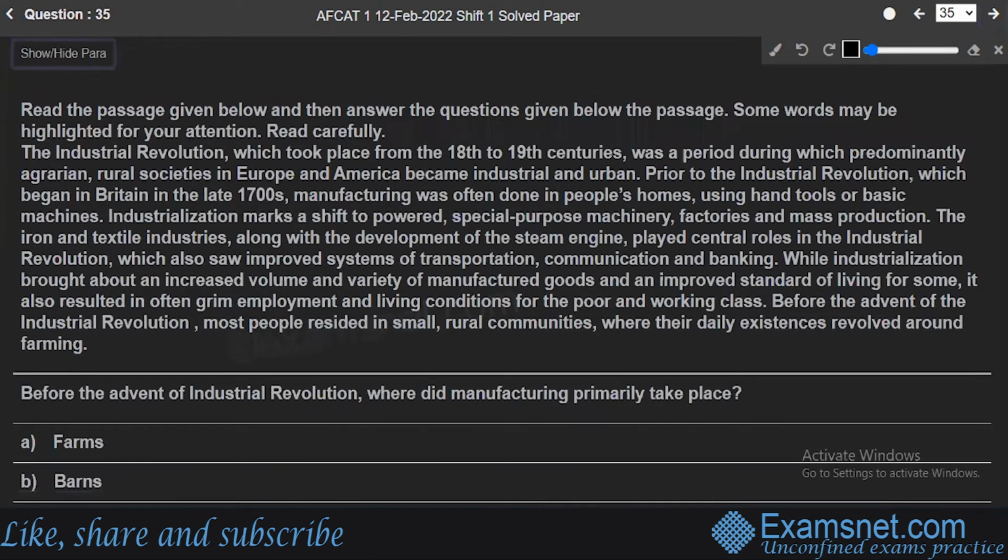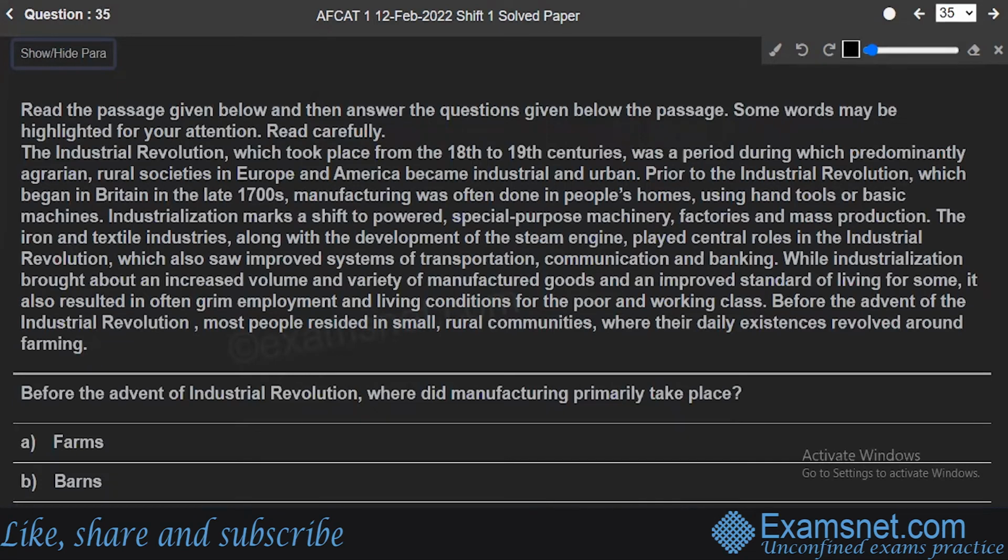So you have to read the passage given below and then answer the questions given below the passage. Some words may be highlighted for your attention. You have to read them carefully. Let's read it once. The Industrial Revolution, which took place from the 18th to the 19th centuries, was a period during which predominantly agrarian rural societies in Europe and America became industrial and urban. Prior to the Industrial Revolution, which began in Britain in the late 1700s, manufacturing was often done in people's homes using hand tools or basic machines.